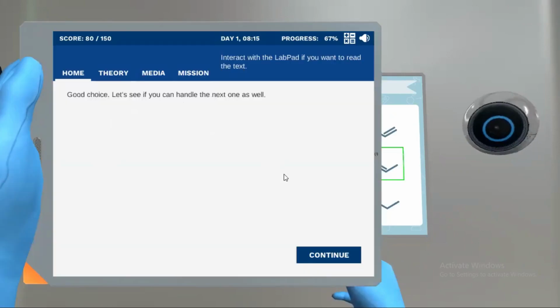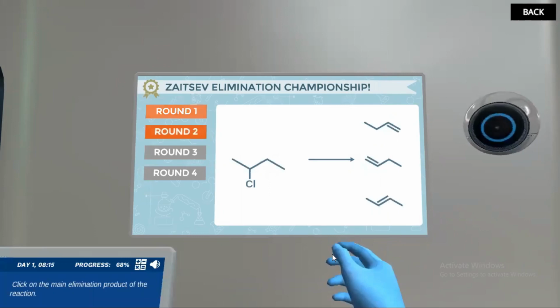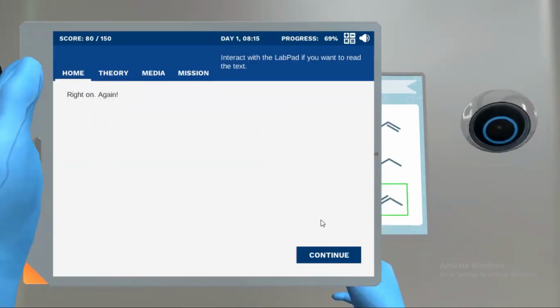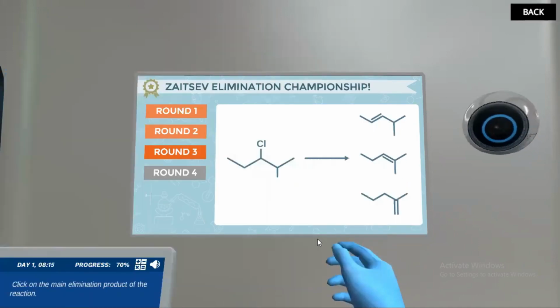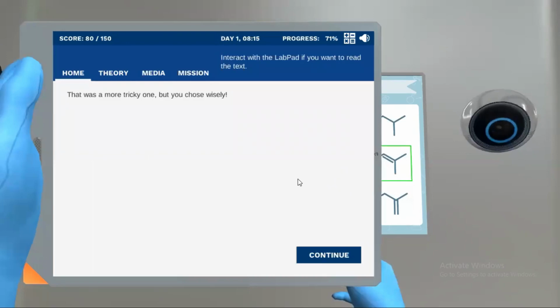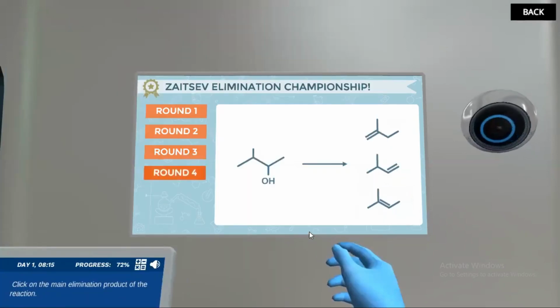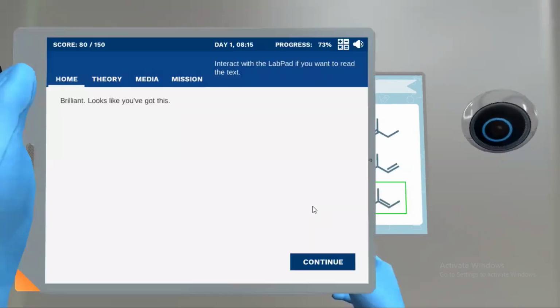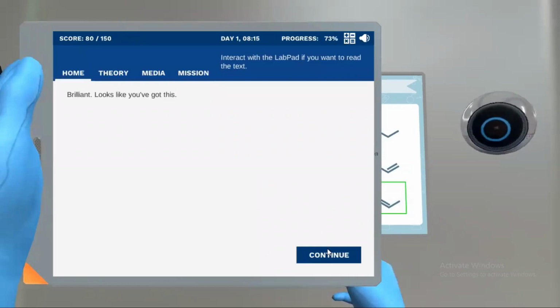Good choice. Let's see if you can handle the next one as well. Click on the main elimination product of the reaction. Right on. Again. Click on the main elimination product of the reaction. That was a more tricky one, but you chose wisely. Click on the main elimination product of the reaction. Brilliant. Looks like you've got this.